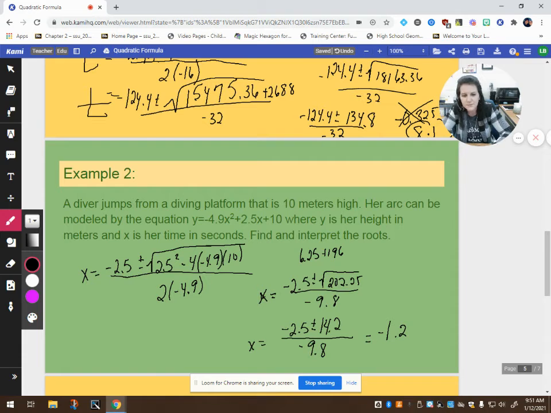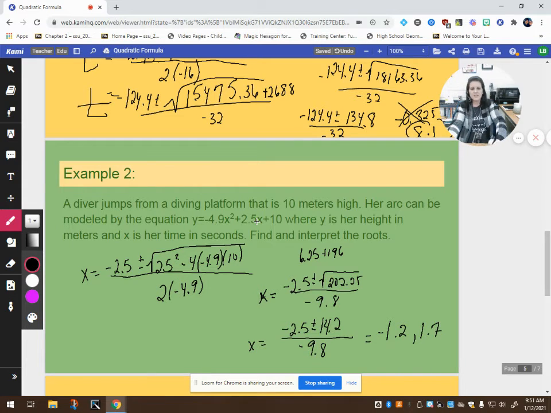Let's type it in again. Negative 2.5 minus 14.2 equals, divide that by negative 9.8 equals 1.7. So my roots are negative 1.2 and a positive 1.7.